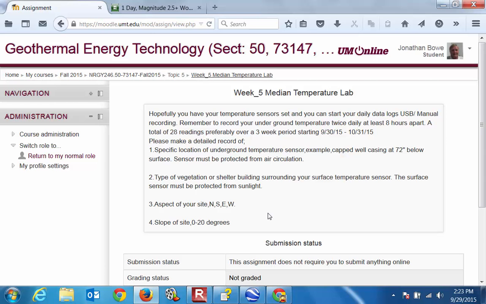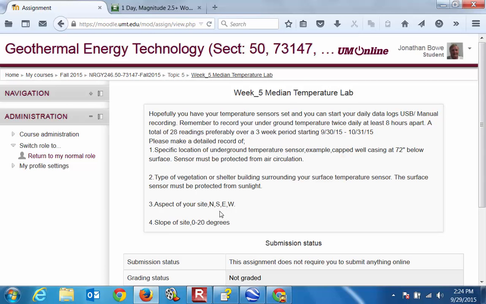Now also, the aspect of your site is important. Which way does the slope face? Is it a steep slope? Hopefully 0 to 20 degrees. If it's more than 20 degrees, stuff's going to be rolling off. And if it's facing north, then you're probably going to have a little different result than if it's facing south, because of angle of incidence or insolation. How the sun hits the surface of the earth.